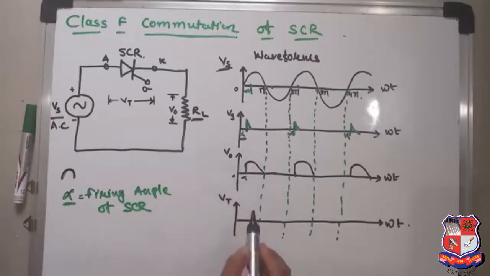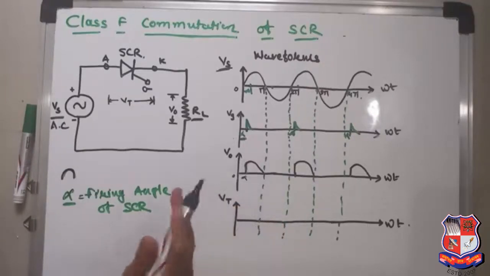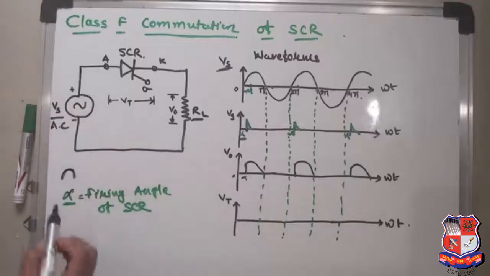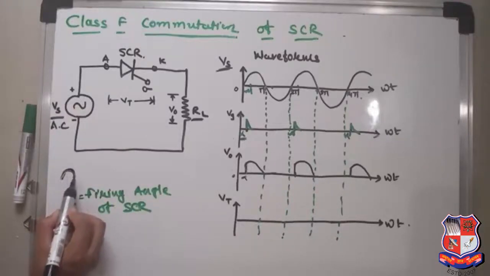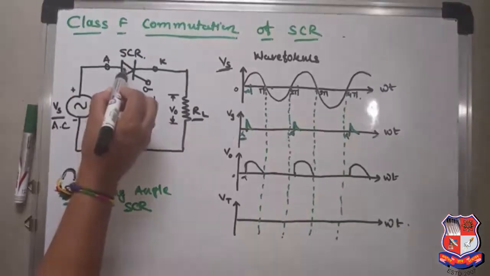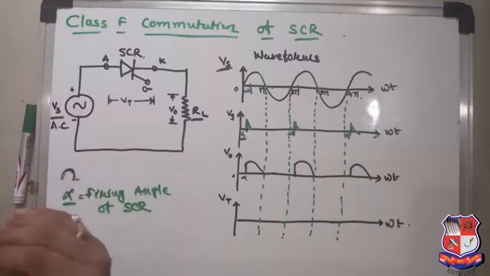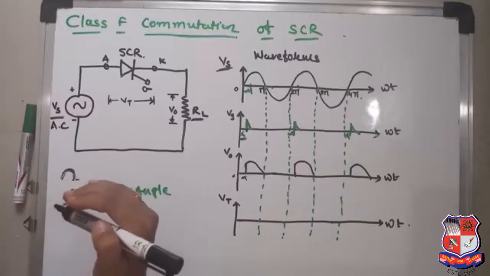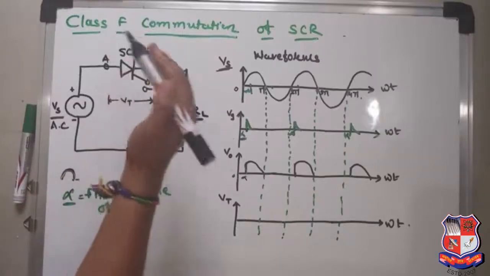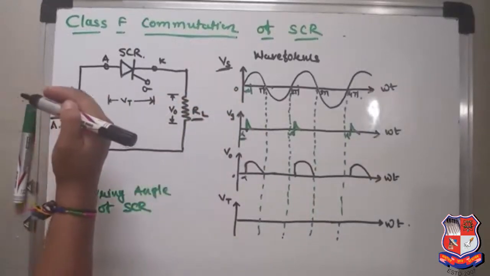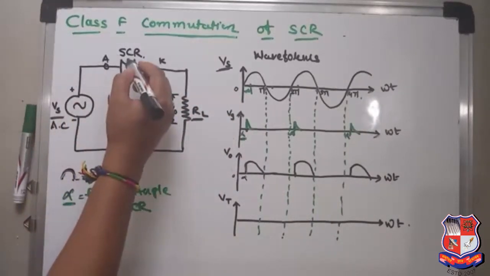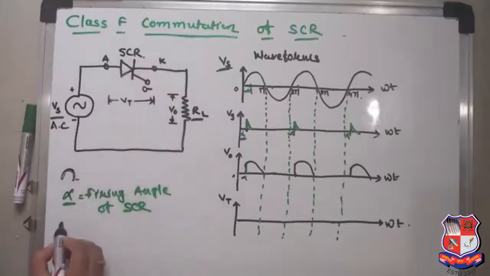Now at the end of the positive half cycle, your current decays to zero, which means the anode current decays to zero. When the anode current goes below the holding current, your SCR comes again into the forward blocking state, and the SCR is now reverse biased during the negative half cycle.